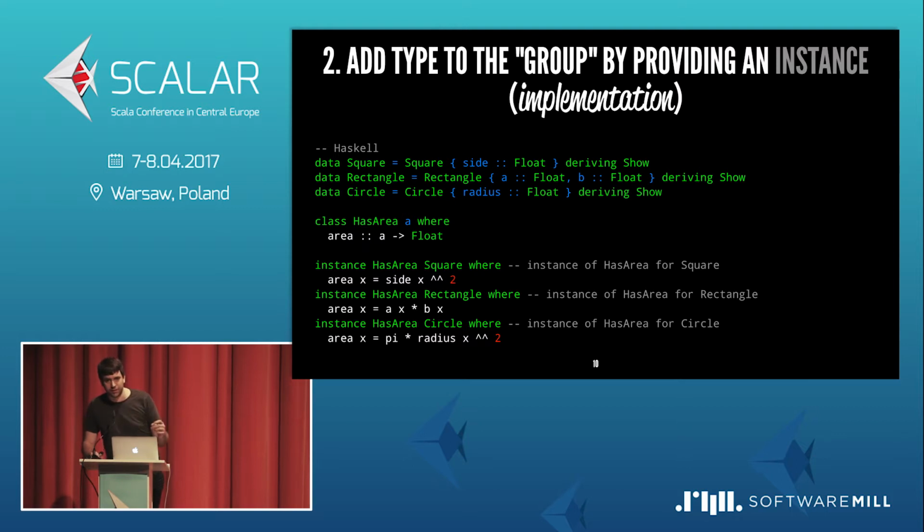And don't be confused, these are not instances of a class. They're not objects. They're just an overloading of the concept of instances in this case. And we are saying that we know how to compute area for these three types, square, rectangle, and circle, using those operations. And that's how you define the function in Haskell.